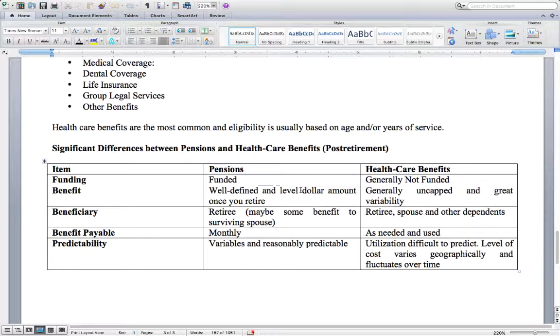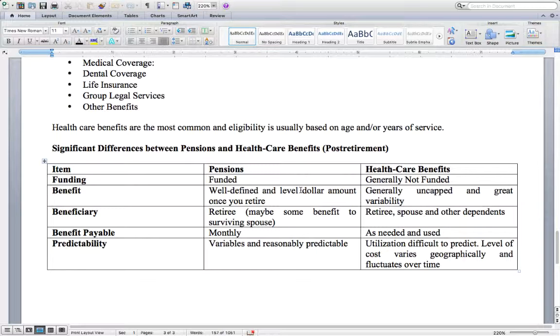And then the predictability is the main takeaway here. Under pensions the amounts are variable, but they can reasonably predict them based on their actuarial assumptions, the calculations that they do, and the history that they have of the pension plans. Whereas with healthcare benefits, it is very tough to calculate the utilization estimates. This will also vary across geography and fluctuate over time.